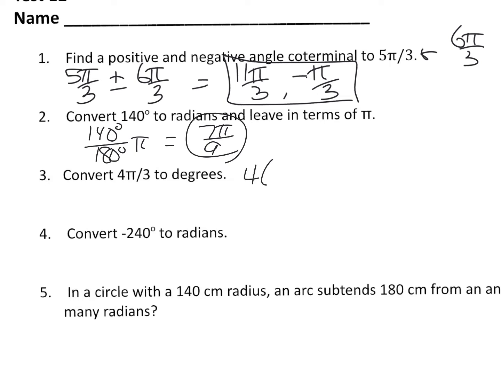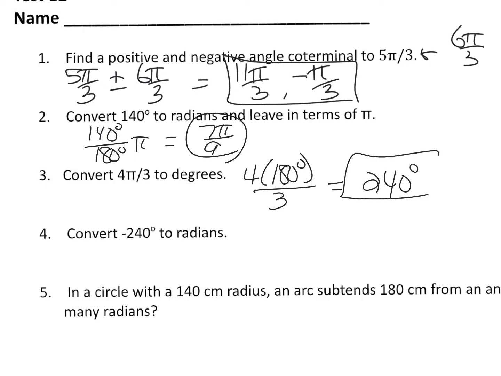Number 3, convert 4 pi over 3 to degrees. Remember, pi is really the same thing as 180 degrees, so I'm going to put the 180 there and just multiply that out. And when you punch it in your calculator, you should get 240 degrees.